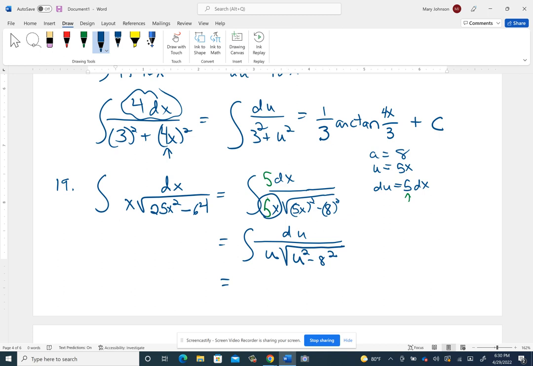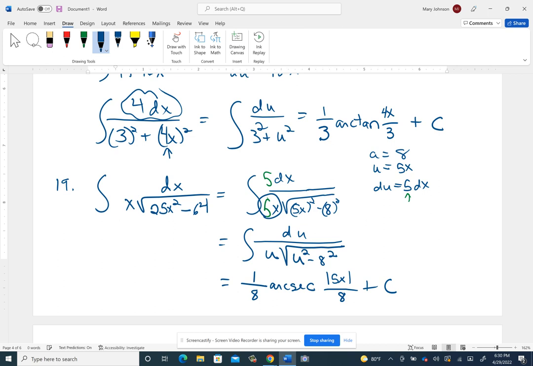Okay, so for arc secant, we have to do 1 over a. Okay, then we wind up doing arc secant. And we have to wind up doing the absolute value of u, which is 5x, okay, over the a. And then we have plus c, okay.